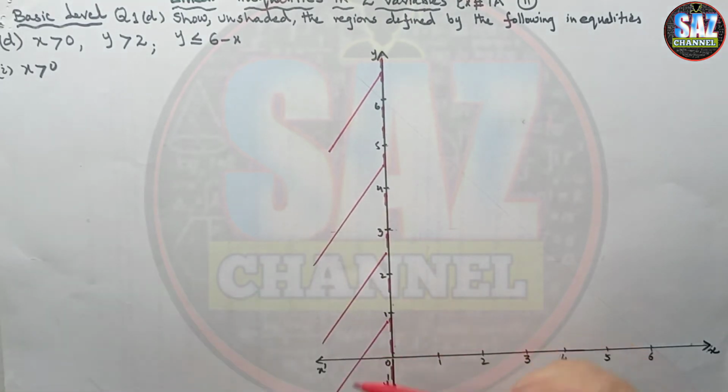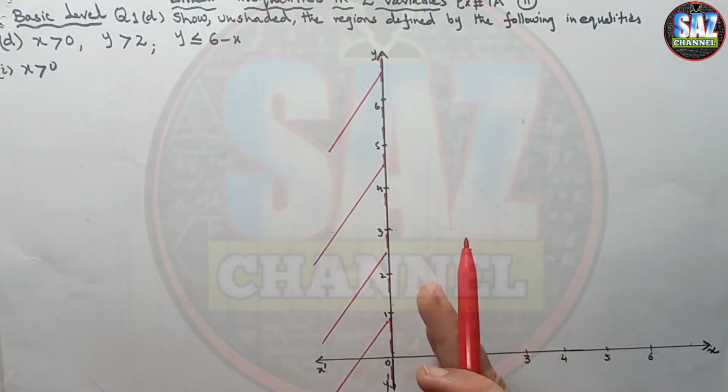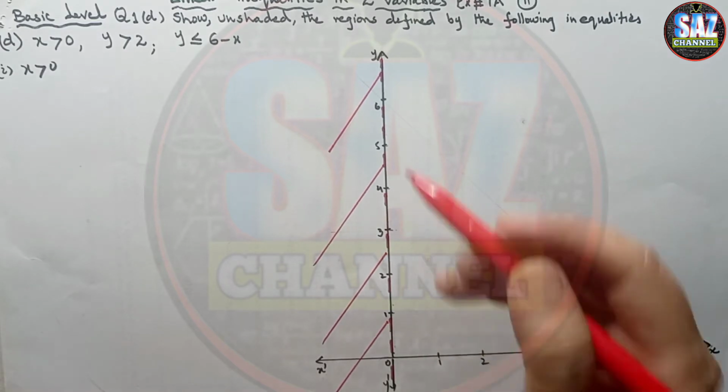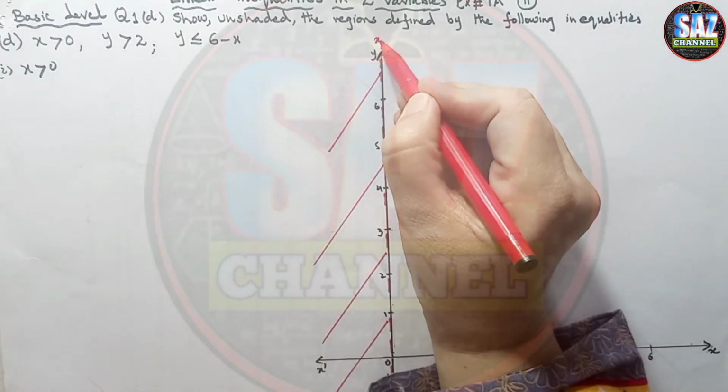Why am I shading towards this side? Because the question says the actual region we are not going to shade, and actually we need the values of x which are greater than 0. So this is the condition for x greater than 0.